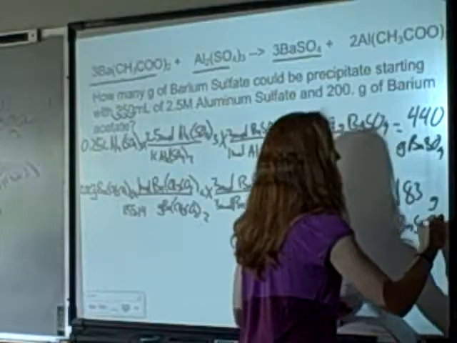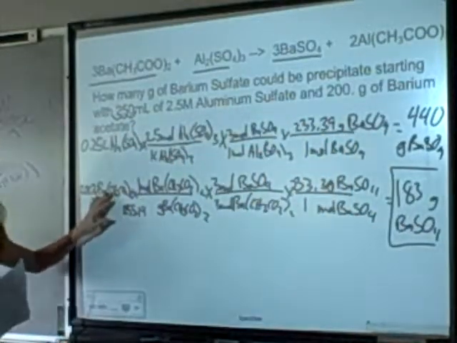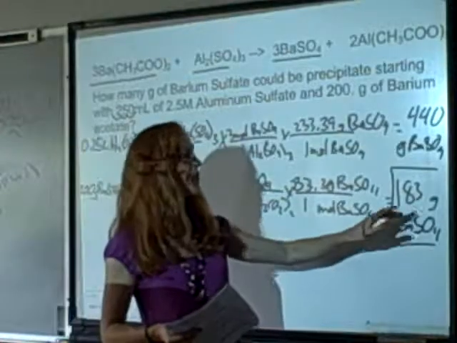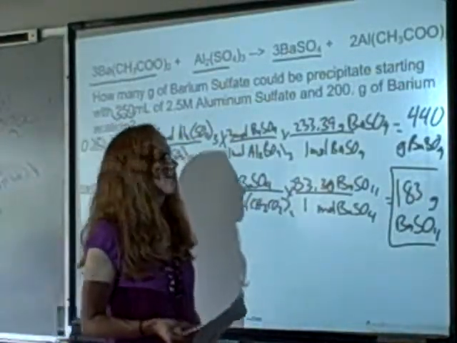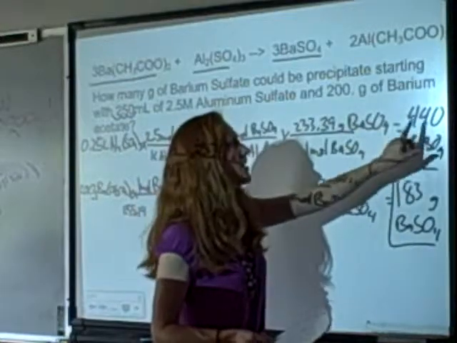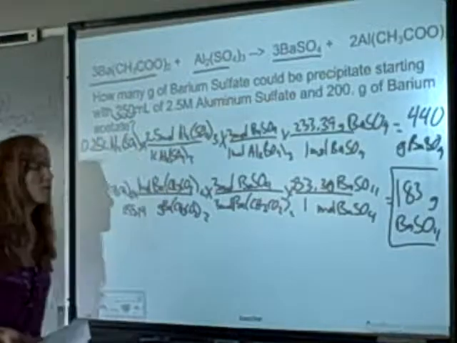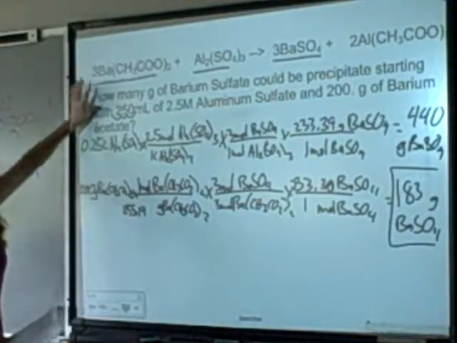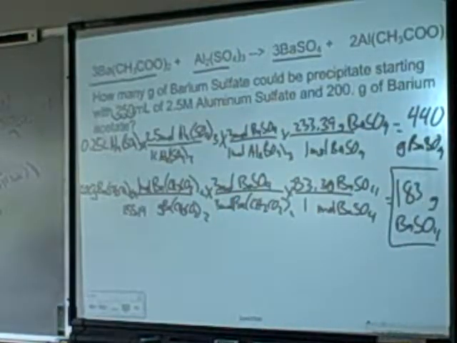All right, so what that means is that I run out of the barium acetate as soon as I've made 183 grams of barium sulfate. So then I don't have any more barium, so I can't make any more barium sulfate, so I won't be able to make the 440. My theoretical yield is 183 grams of barium sulfate. That means my limiting reactant is the barium acetate. The excess reactant is the aluminum sulfate.